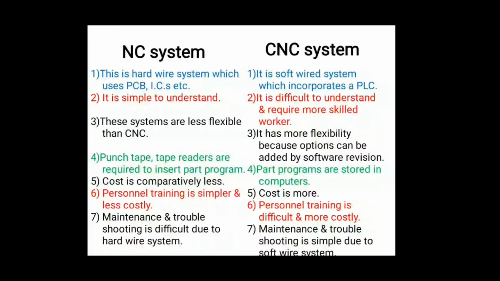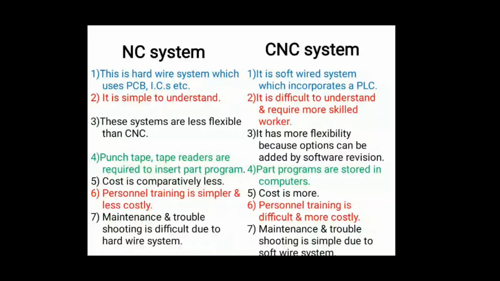Third point, NC systems are less flexible than CNC, and vice versa. CNC has more flexibility because options can be added by software revision. In the CNC system we are providing extra facilities as compared to the NC system, so we can easily change the program at any time, we can easily change the design, we can change anything by using this system. So it is more flexible as compared to the NC system.